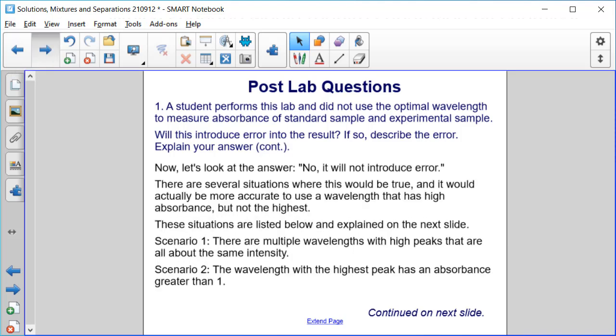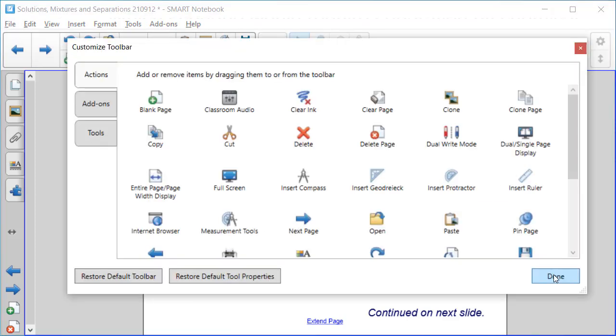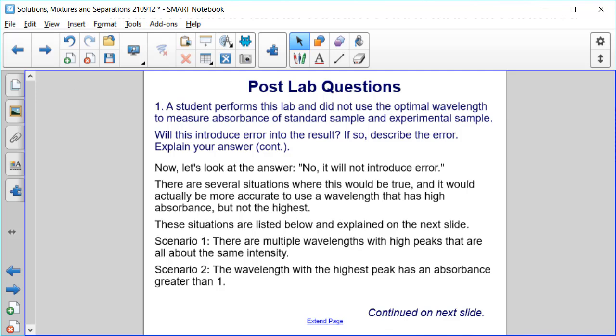Now, let's look at the answer, no, it will not introduce error. There are several situations where this would be true, and it would actually be more accurate to use a wavelength that has high absorbance, but not the highest. These situations are listed below and explained on the next slide. Scenario 1. There are multiple wavelengths with high peaks that are all about the same intensity. Scenario 2. The wavelength with the highest peak has an absorbance greater than 1.